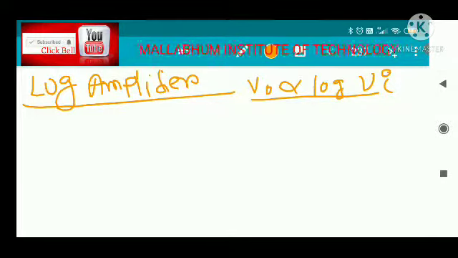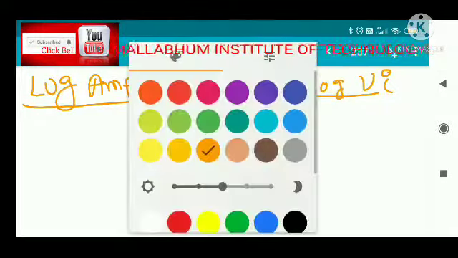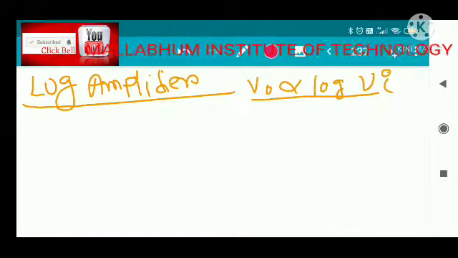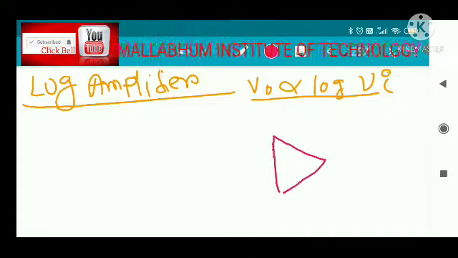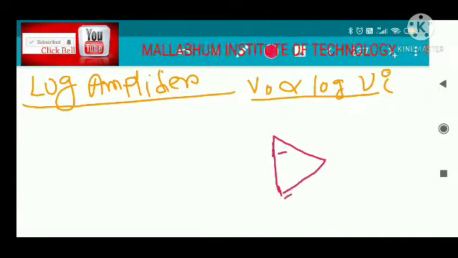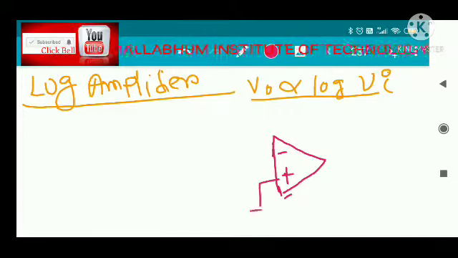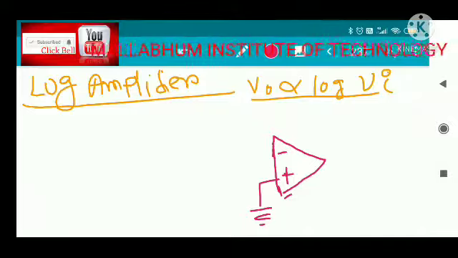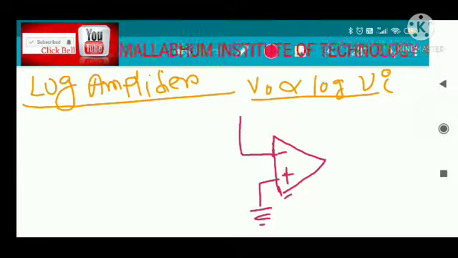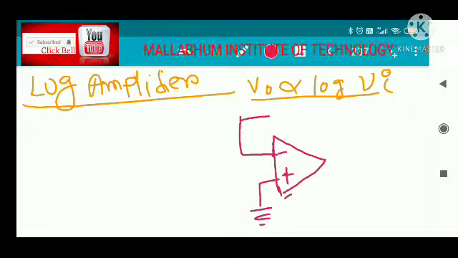So the circuit, I am just drawing the circuit. The circuit will look like this. The circuit will be the same, just like the inverting amplifier. This is your negative, this is your positive, this will be your ground terminal, and the feedback path. This feedback path is important. Here in the feedback path, there is a transistor connected like this.